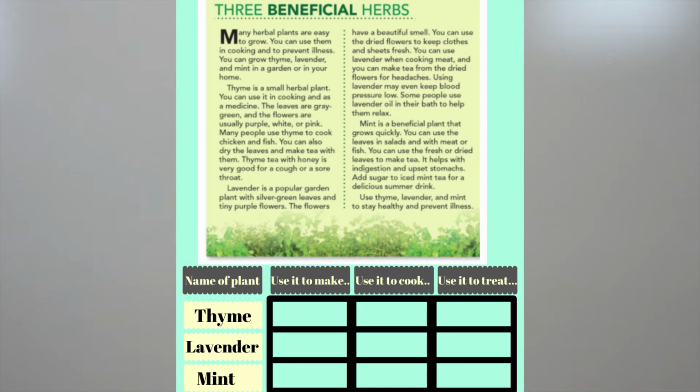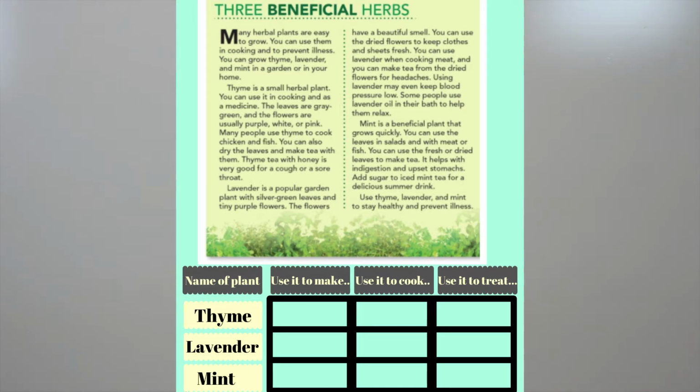Thyme is a small herbal plant. You can use it in cooking and as a medicine. The leaves are gray-green, and the flowers are usually purple, white, or pink. Many people use thyme to cook chicken and fish. You can also dry the leaves and make tea with them. Thyme tea with honey is very good for a cough or a sore throat.